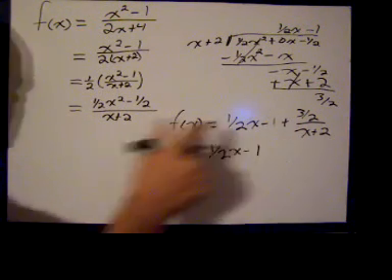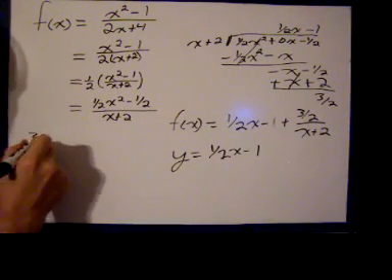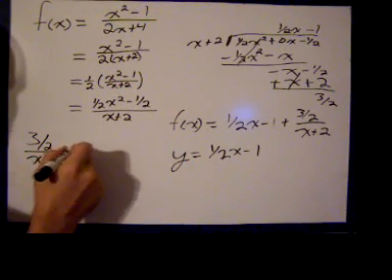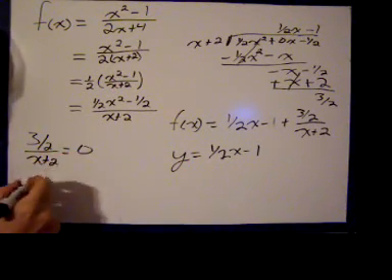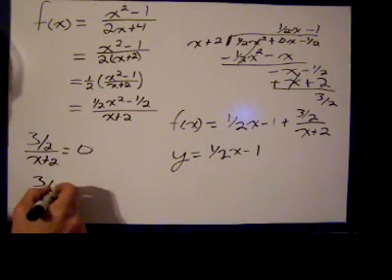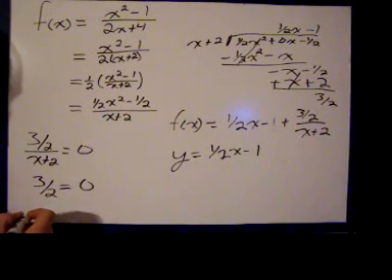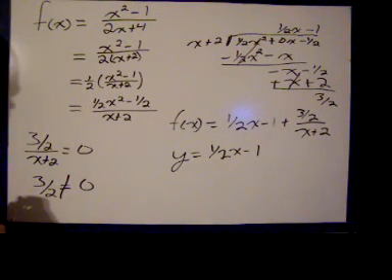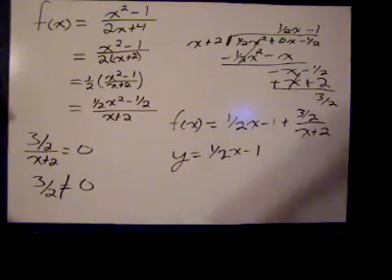Or I can take the remainder and set it equal to 0, and I multiply both sides by x plus 2. I'm left with the untrue statement, 3/2 equals 0, which is of course not true, so therefore f never crosses the asymptote.